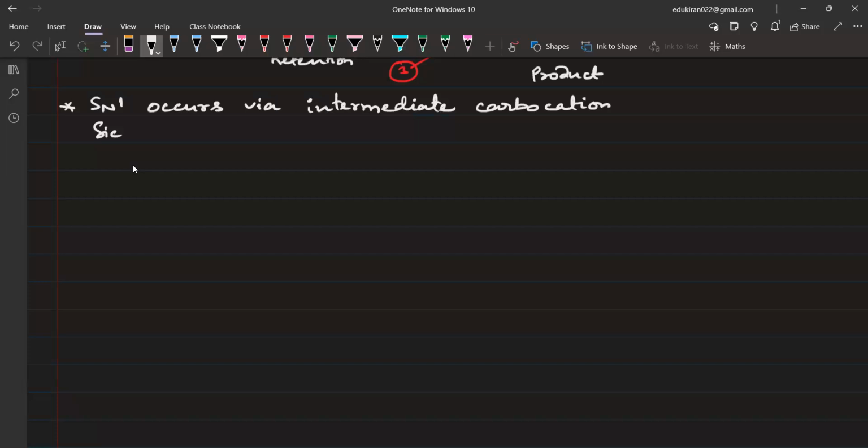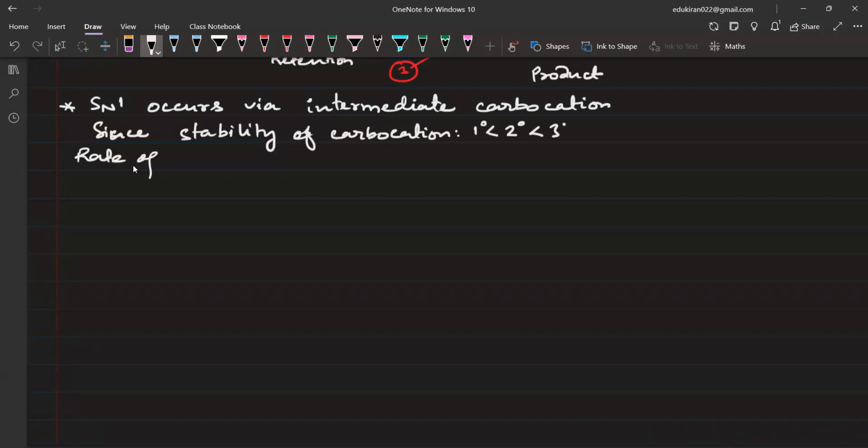Since stability of carbocation is that 1 degree is most, sorry, my bad guys, 1 degree is least stable, then 2 degree, and then 3 degree. The rate of SN1, this is generic, we are going to look at detail later, but the generic rate of SN1: 1 degree is slowest, followed by 2 degree, and then 3 degree. And also the rate is directly proportional to stability of carbocation.